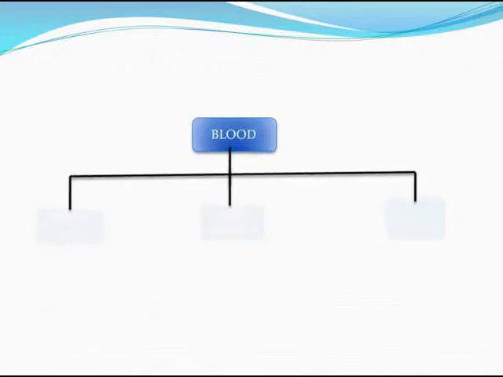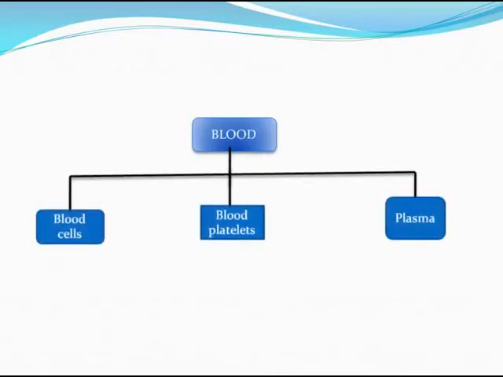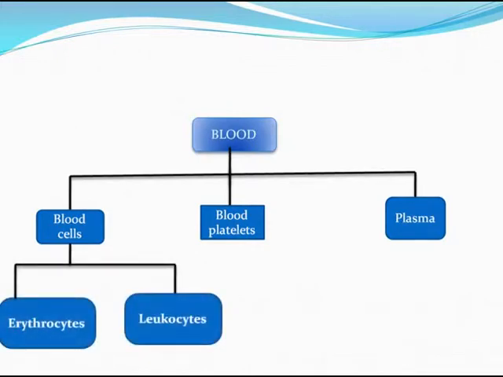Again, now have a look at it. It is the composition of blood. Blood consists of three main components: blood cells, blood platelets, and plasma. Again, blood cells are of two types: erythrocytes and leukocytes. Erythrocytes are also called RBC, red blood corpuscles, and leukocytes, or we can say WBC, white blood corpuscles.